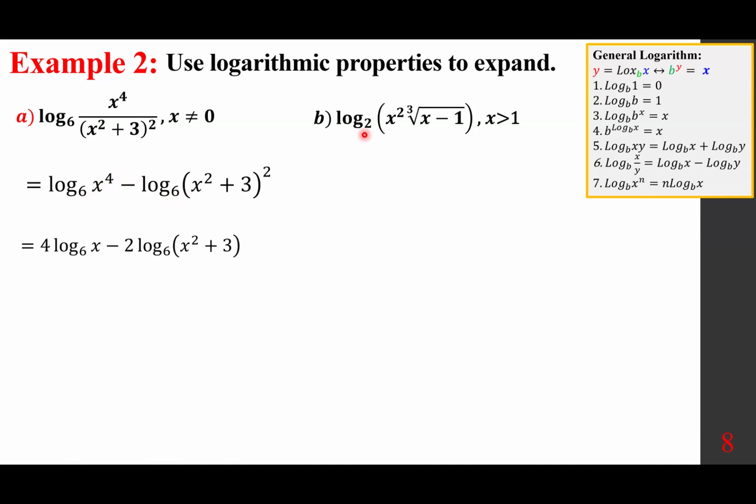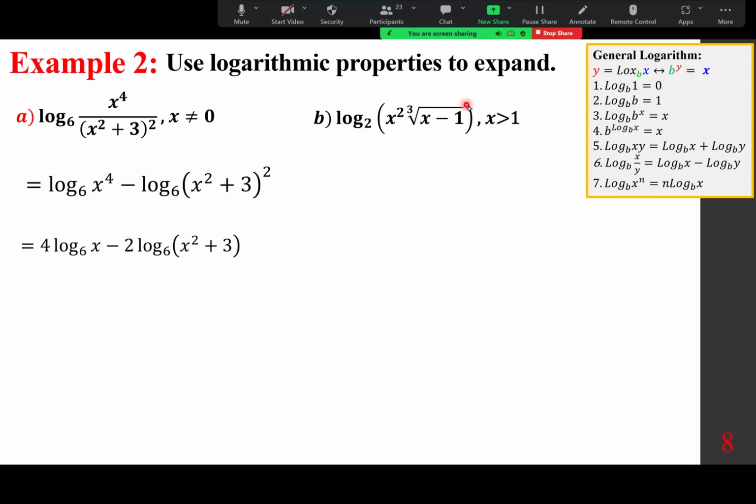Part B, log base 2 of x squared times cube root of square root of x minus 1, x is larger than 1. And so we use number 5, the product rule, because it's the product of x squared and cube root. So log base 2 of x squared plus log base 2 of the cube root. So that is using number 5, the product rule, everybody.